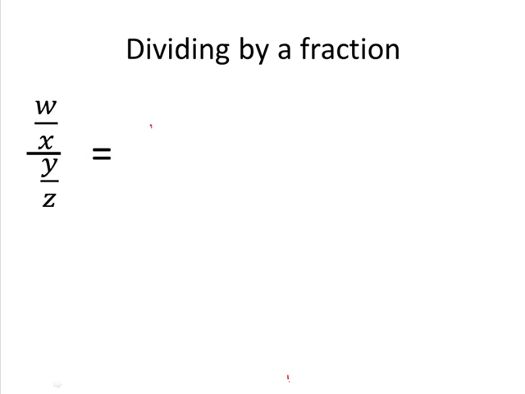W over x divided by y over z is equal to w over x multiplied by z over y. Notice we've tipped and timesed by the bottom fraction. That is equal to wz over xy.